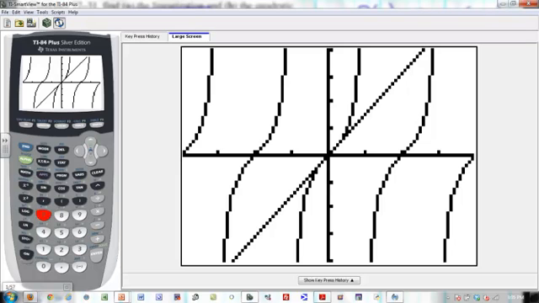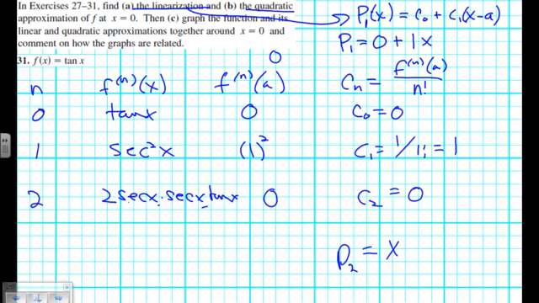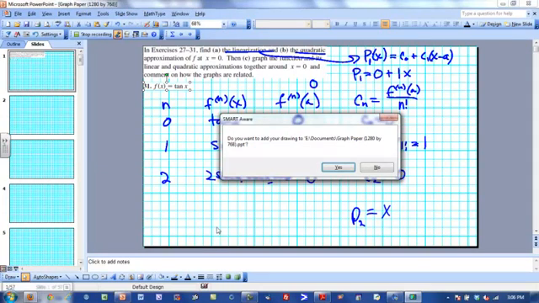Are we okay? Did we actually answer all the parts of the question? We found the linearization, we found the quadratic, graph the function and the linear and the quadratic around there and see how the graphs are related. Yep, we did it all. Excellent. Yay.